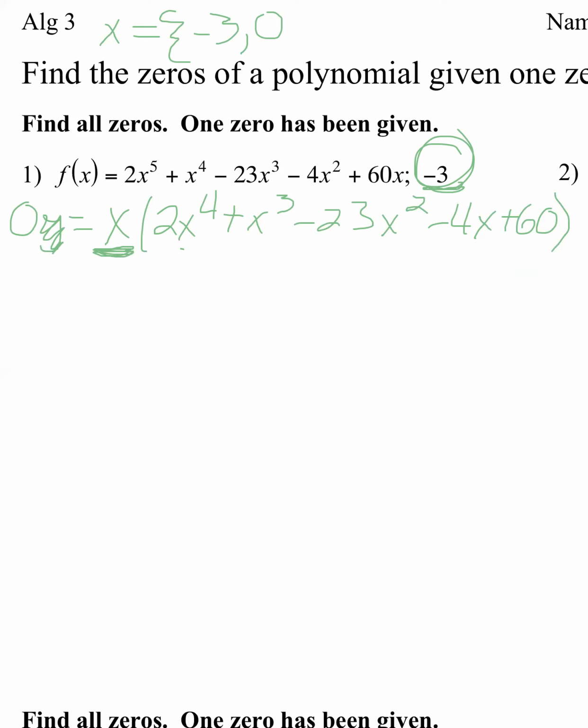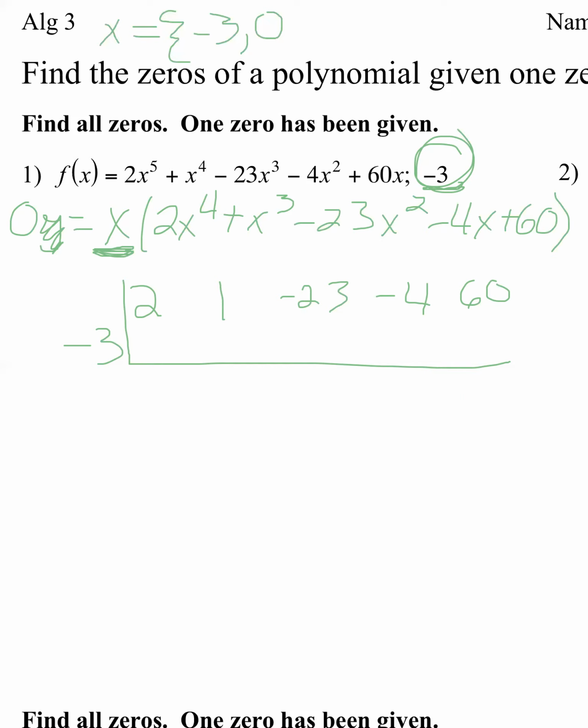So let's do that. So I'm going to pull down my coefficients. 2, 1, -23, -4, 60. Make sure you're not missing any. 4, 3, 2, 1, none. Got them all. Okay. And now I'm going to plug in -3. And I'm expecting to get a 0 over here. If I don't, I know that I've messed up.